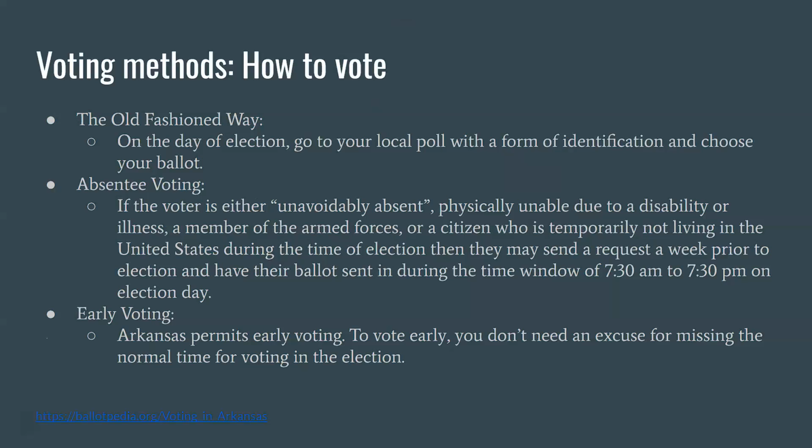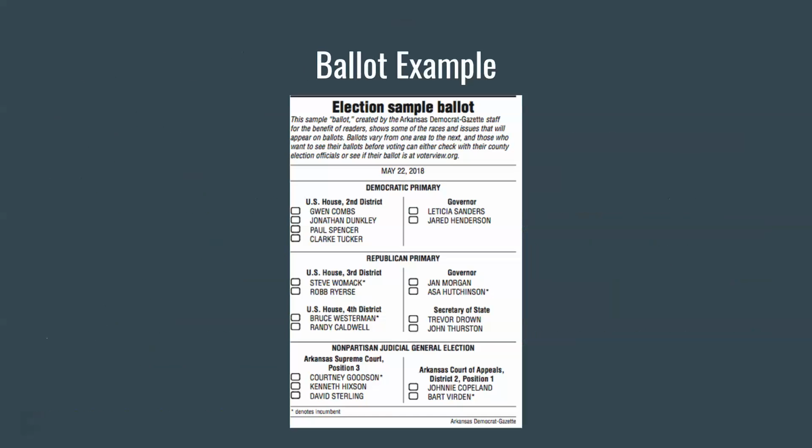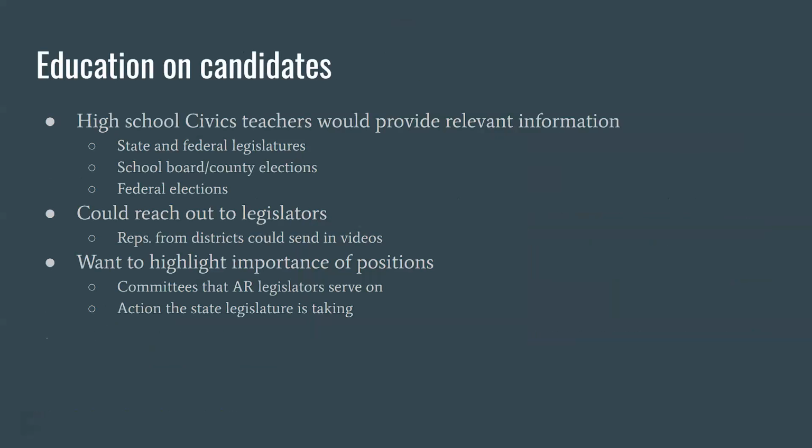And there's also the early voting method, for which you don't need an excuse. You can just simply vote early before the normal election without an excuse. And then in the next slide, we show a picture of an example of a ballot, and that's just what it should look like in the picture.